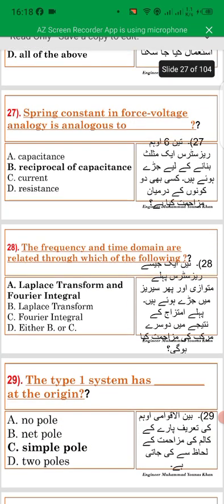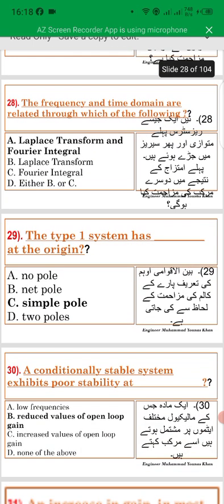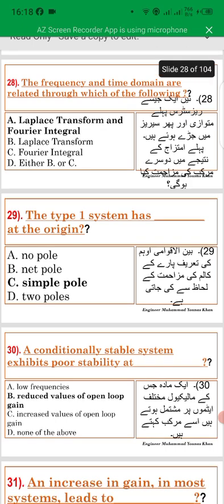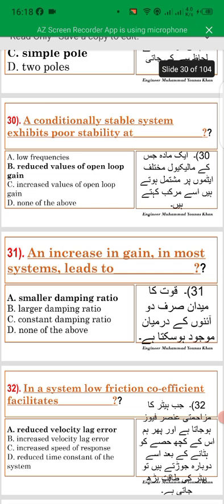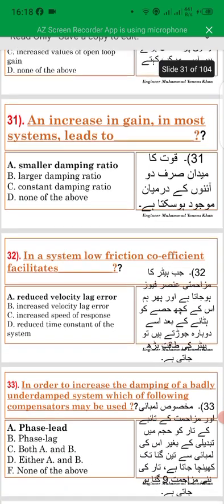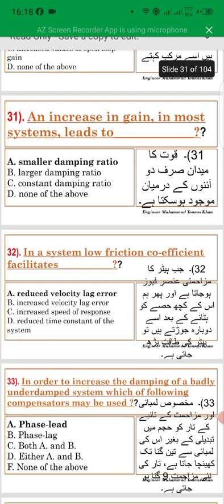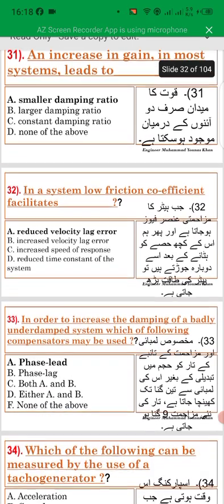Spring constant in force voltage analogy is analogous to reciprocal of capacitance. The frequency and time domain are related through which of the following: Laplace transforms and Fourier integral. The type 1 system has a simple pole at the origin. A conditionally stable system exhibits stability at reduced value of open loop gain. An increase in gain in most systems leads to smaller damping ratio.